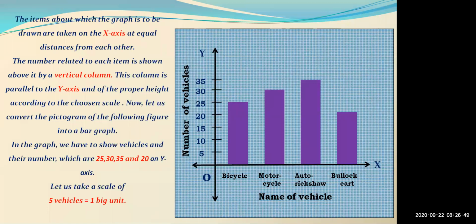So you can see on the x-axis, the names of the vehicles are written. And on the y-axis, number of vehicles are written. You can see how many bicycles are there. 25 bicycles are there. You can see 30 motorcycles are there. You can see 35 auto rickshaws, and you can see 20 bullock carts. So this information we will represent like this. Understood, everyone? Now we'll see next what is given.